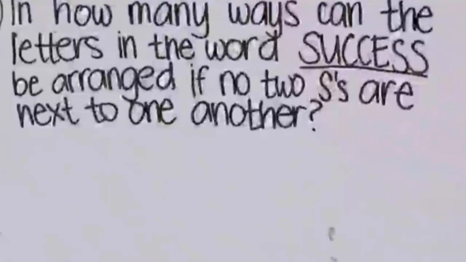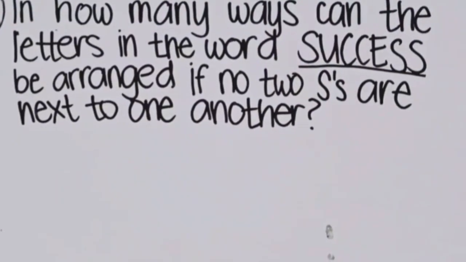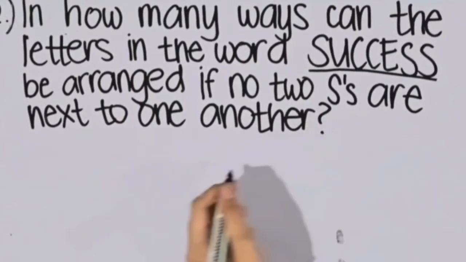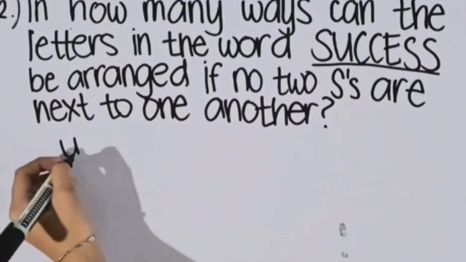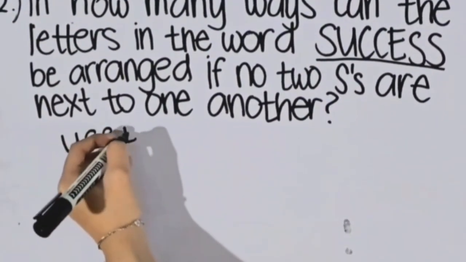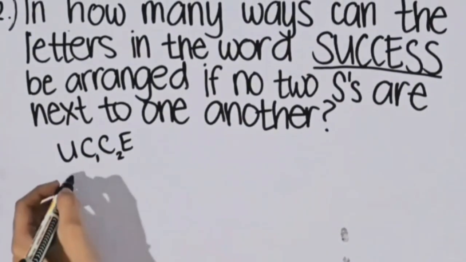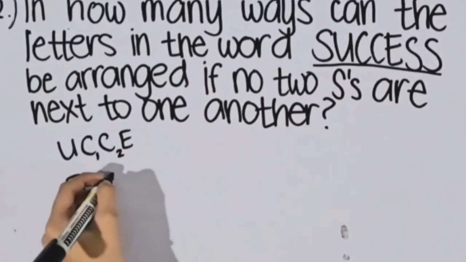So our next problem is, in how many ways can the letters in the word SUCCESS be arranged if no 2 S's are next to one another? First thing we can do is to separate U, C, C, and E from the S's. We can put a subscript to the C's and to the S's so that we can differentiate them from one another.